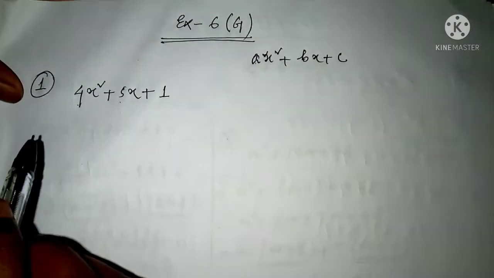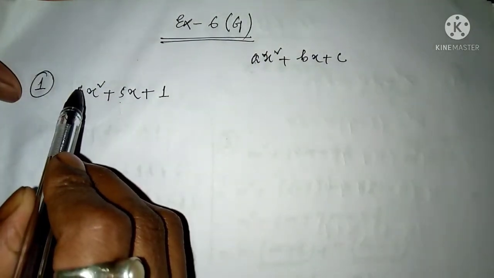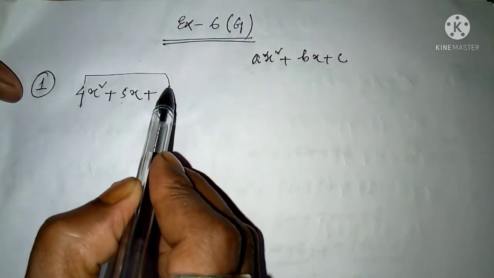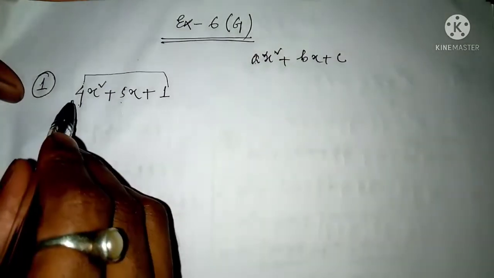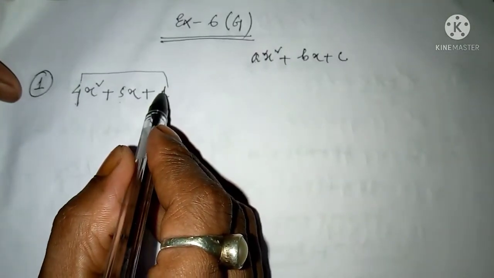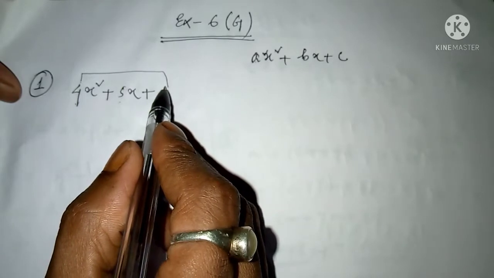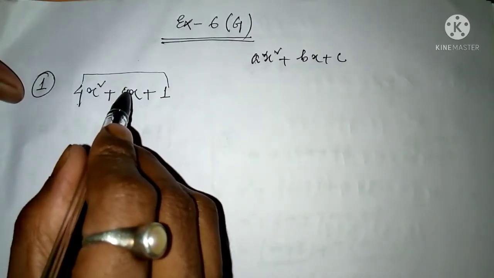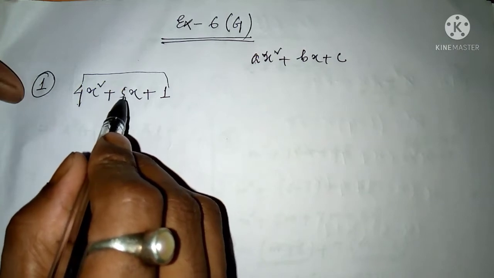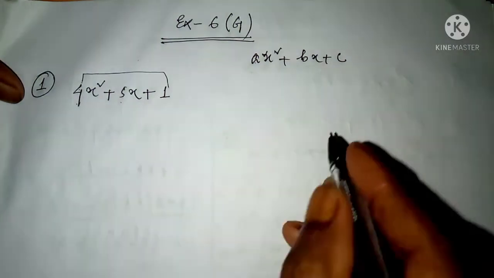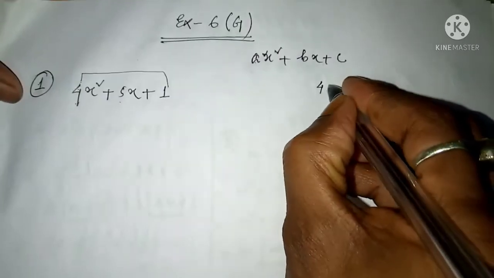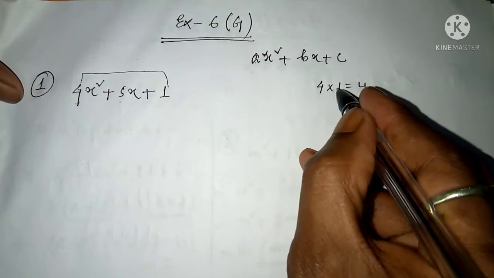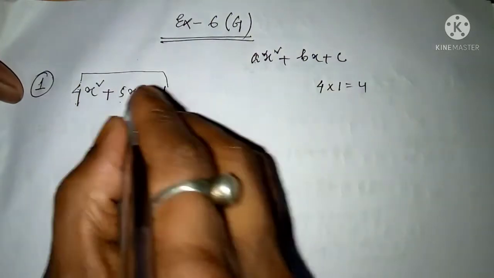Very simple. First of all, you have to multiply the coefficient of x square, that is your 4, and the constant term, that is your 1. Then 4 into 1, that is your 4. Now we have to factorize this 4 in such a way that, like earlier, we need to get this middle term by adding or subtracting the factors of this 4. Then 4 into 1 gives me 4. 4 is a factor of 4 and 1 is a factor of 4. Now see the middle term I need.